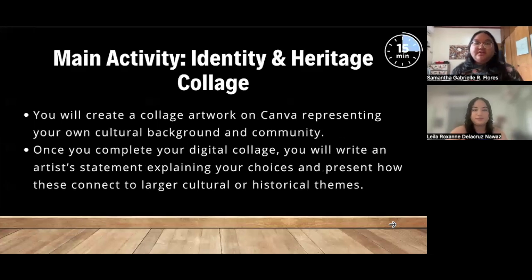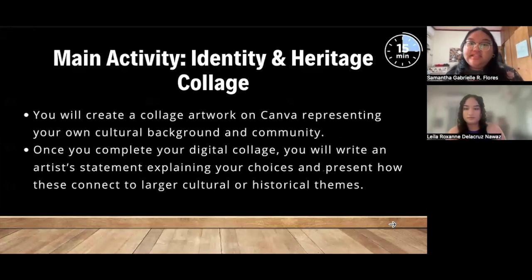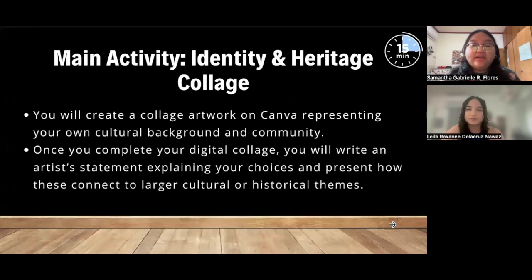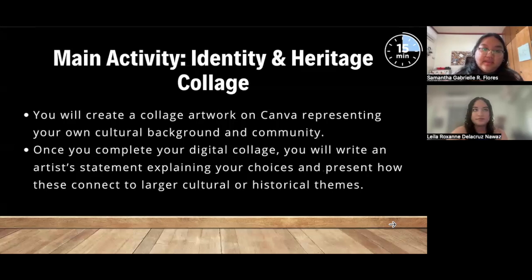Now we'll move on to our main activity, called the Identity and Heritage Collage. For this activity, you will create a collage artwork on Canva representing your own cultural background and community. Once you complete your digital collage, you will write an artist statement explaining your choices and present how these connect to a larger cultural or historical theme. Your artist statement is basically your reasoning behind your collage. For each element, you would describe it. You'd get 15 minutes to complete it, and once you are done, be sure to post it on your forum.